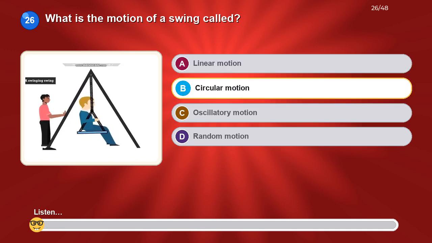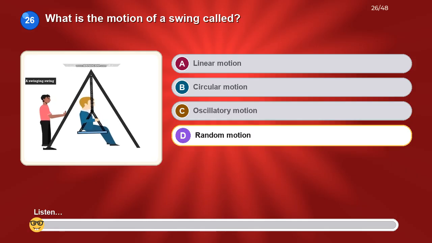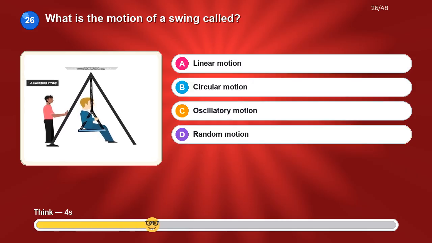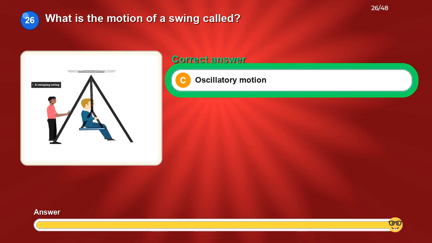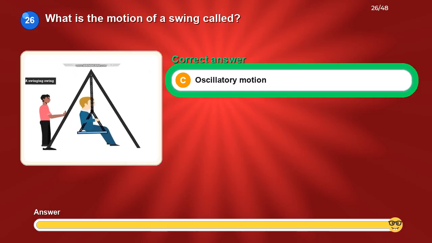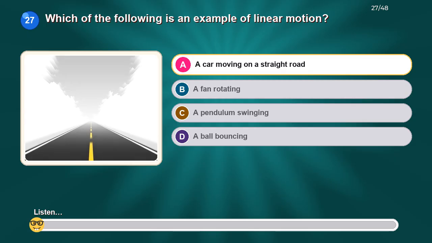Option B. Circular motion. Option C. Oscillatory motion. Option D. Random motion. The correct answer is oscillatory motion. Which of the following is an example of linear motion? Option A. A car moving on a straight road.